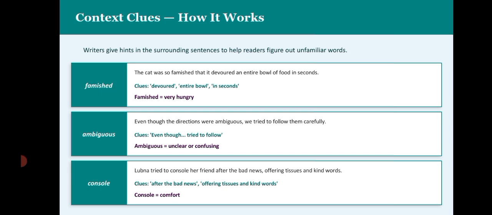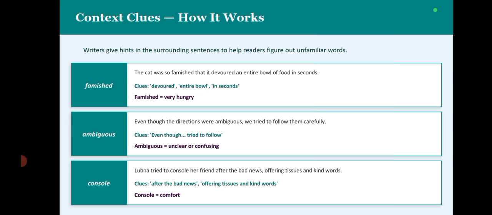Then there are certain activities given to you, certain examples given to you, like context clues. There are examples given to you how you can derive the meaning yourself of words that are unknown to you. The words like famished is a word, ambiguous is a word, console is a word. So they are used in a sentence, and you are given hints in every text. The author gives hints to the reader. It is up to the reader how he decodes the hints and how he comes up with the meaning of the words.